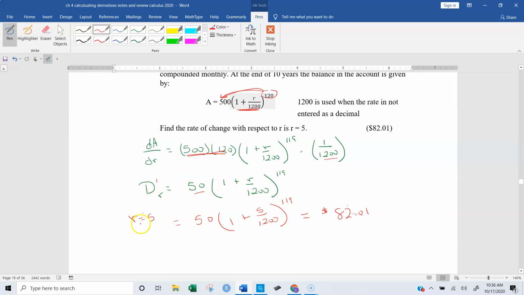Okay, now when you do that, I want to know what it was if r equals 5. So we're going to plug 5 into this equation, and it's $82. So at 5 years, it is changing by $82 a month, which is kind of nice. I'm getting that much money at that point in time.